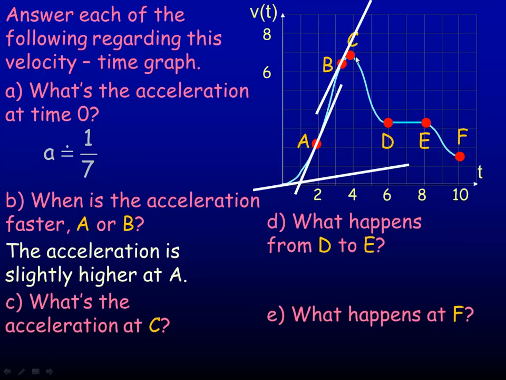What's the acceleration at C? Well, this is a local maximum point, so if we draw in a tangent line there, it has a slope of 0, so at C the acceleration would be 0.